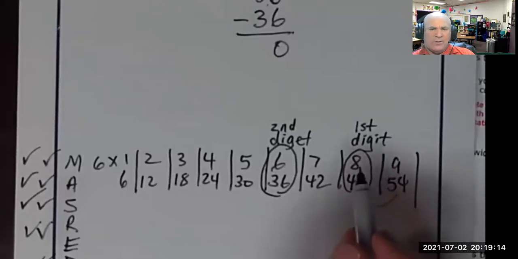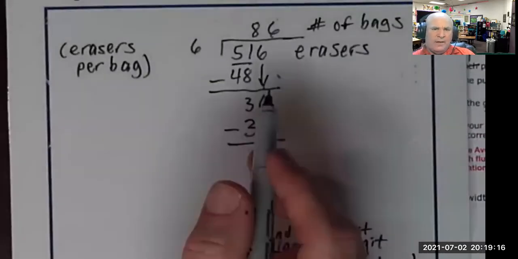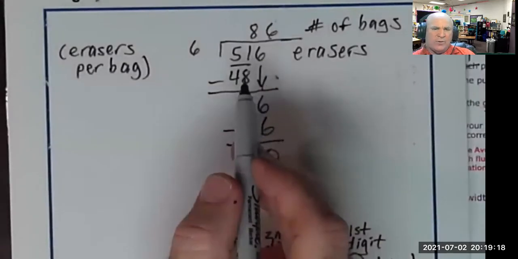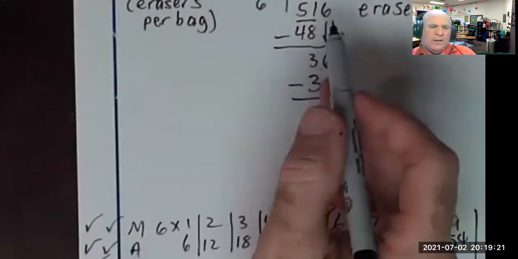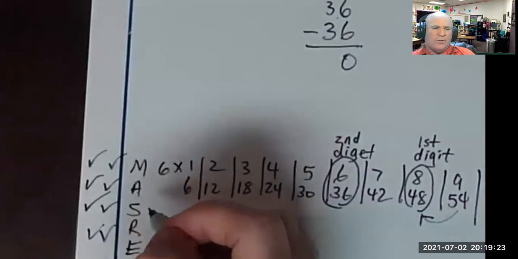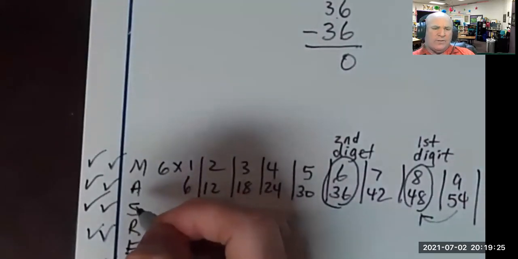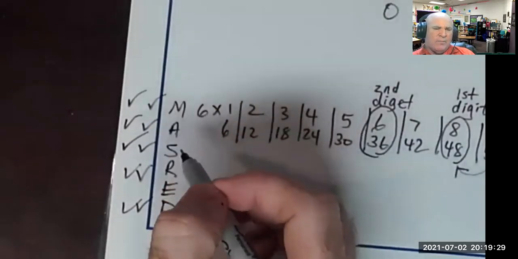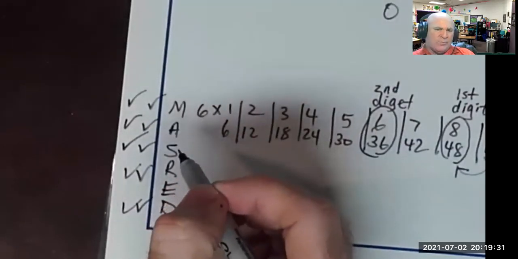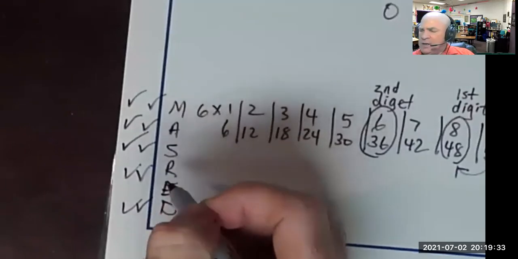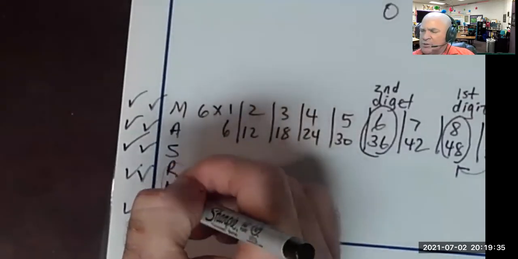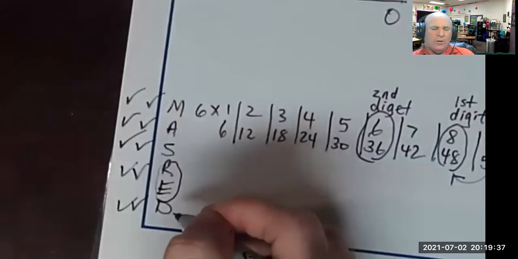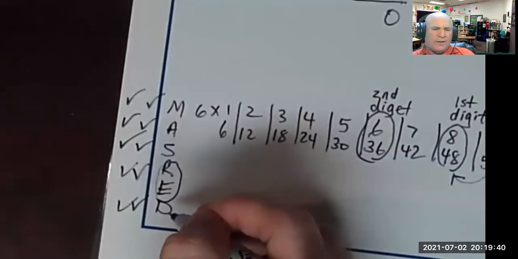So the 8 goes on the top, 8, and the answer, the 48, goes on the bottom. Then you can subtract. Notice that we have 2 check marks. That means I had to go through this: multiply, put your answer, subtract, get your RE, which stands for your remainder, and then you'll drop and go back to the top, or you'll be done.